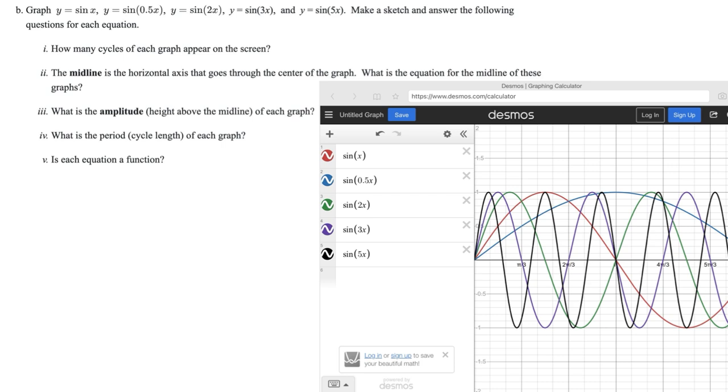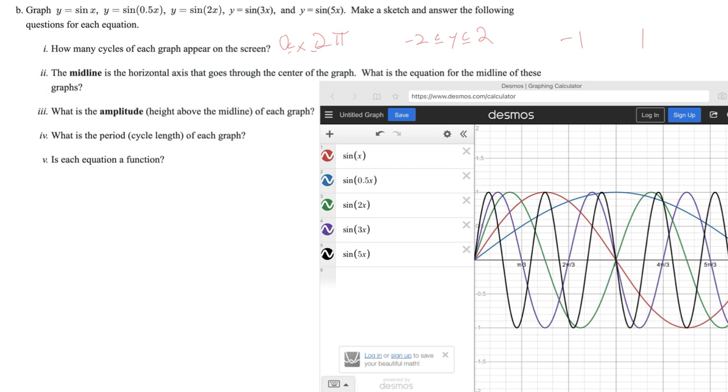So how many cycles of this appear on the screen? Well, of course, my range and domain is set from that previous problem A. So again, I've got my screen ranging from 0 to 2 pi for x, and I set y from -2 to +2, just so I can see it a little bit more clearly there. But of course, the actual range would be from -1 to 1.